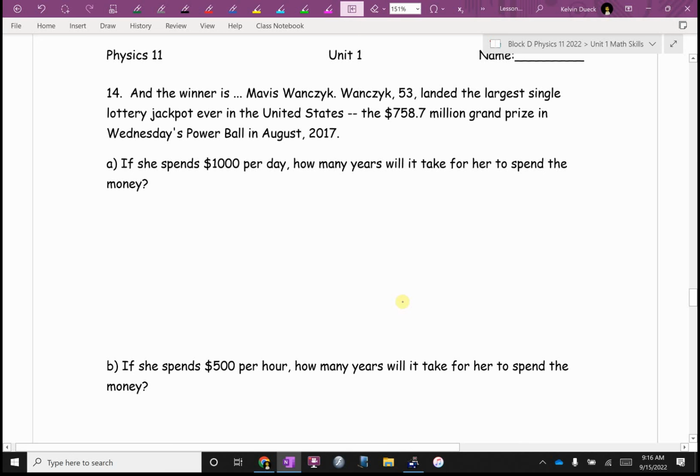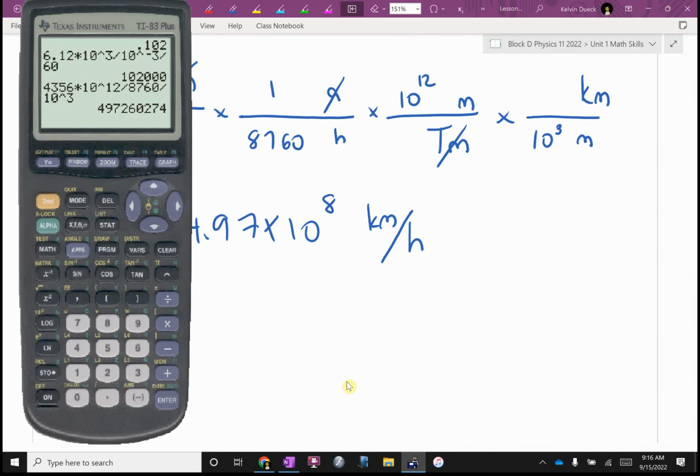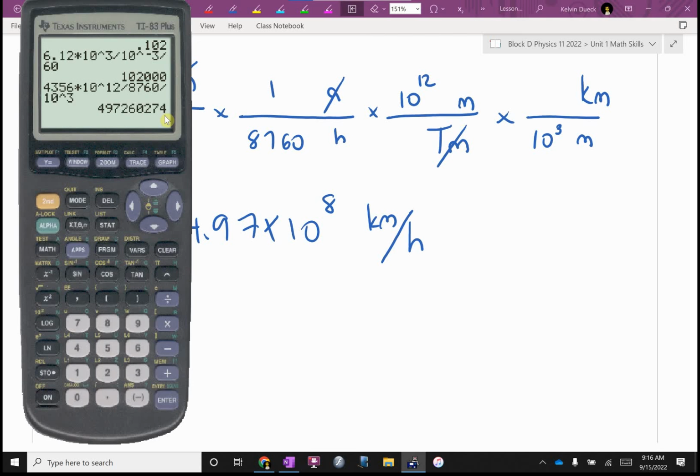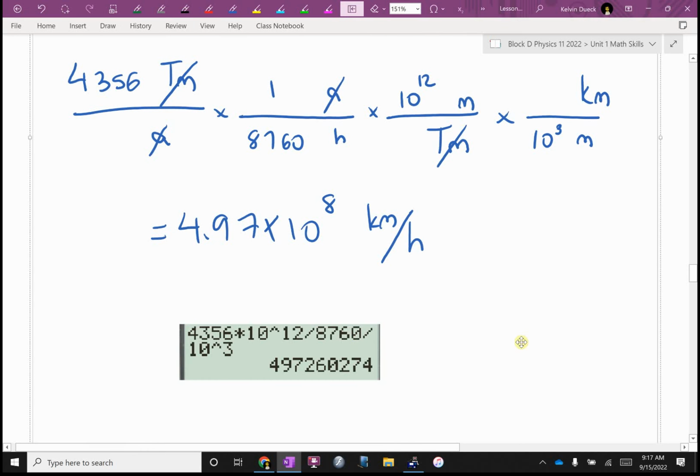Let's spend some money. Pardon me? It was, you know what? I'll be clever. Yeah, but I can do this in the notes, and that way when people are looking at home, they can see what I typed on my calculator, right? Ooh! That's pretty cool, Mr. Dewick.